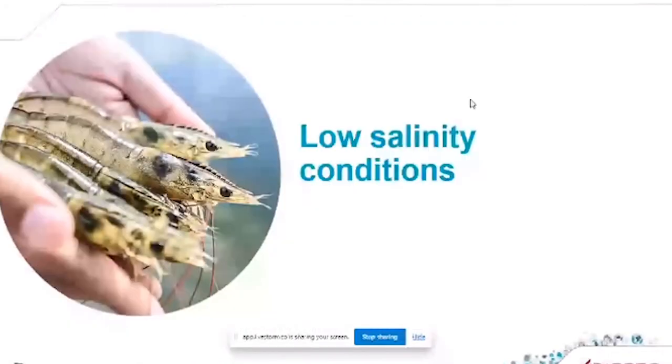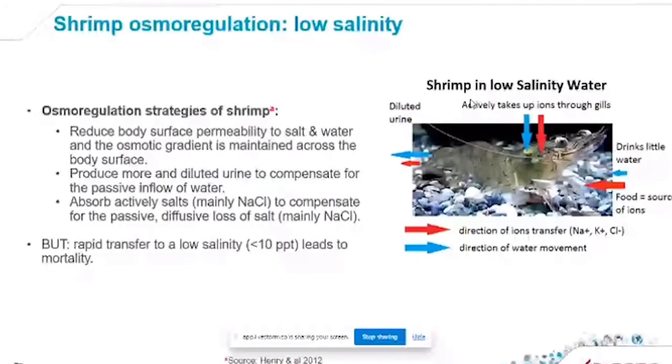So let's look at what happens in different farming conditions. Let's say we are farming shrimp under low salinity conditions. The osmoregulation strategies of shrimp placed in low salinity are multiple. First, they reduce the body surface permeability to salt and water, so that the osmotic gradient is maintained across the body surface. So you maintain the difference in osmotic pressure inside the shrimp and outside in the environment. They also produce more and more diluted urine in order to compensate for the passive inflow of water.